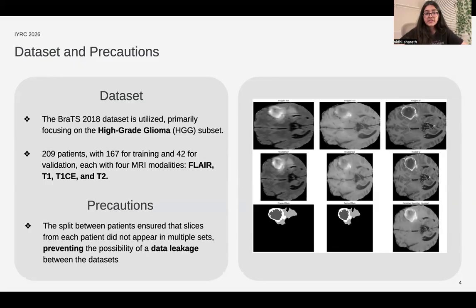I specifically focused on four MRI modalities: the FLAIR, the T1, the T1CE, and the T2. The image on the right depicts the cropped T2, the cropped FLAIR, and the cropped T1CE obtained from the BRATS 2018 dataset.